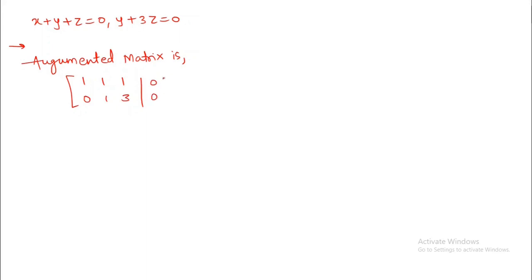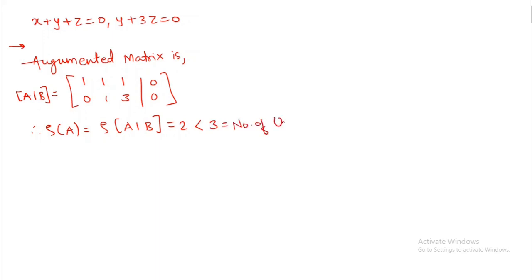Over here 0 0. Now see, therefore the rank of A is equal to the rank of this augmented matrix, and both are 2, which is less than 3, that is, our number of unknowns. Now you know, whenever the rank of matrix A equals the rank of the augmented matrix and it is less than the number of unknowns, then our system has infinitely many solutions. Therefore system star has infinite solutions.